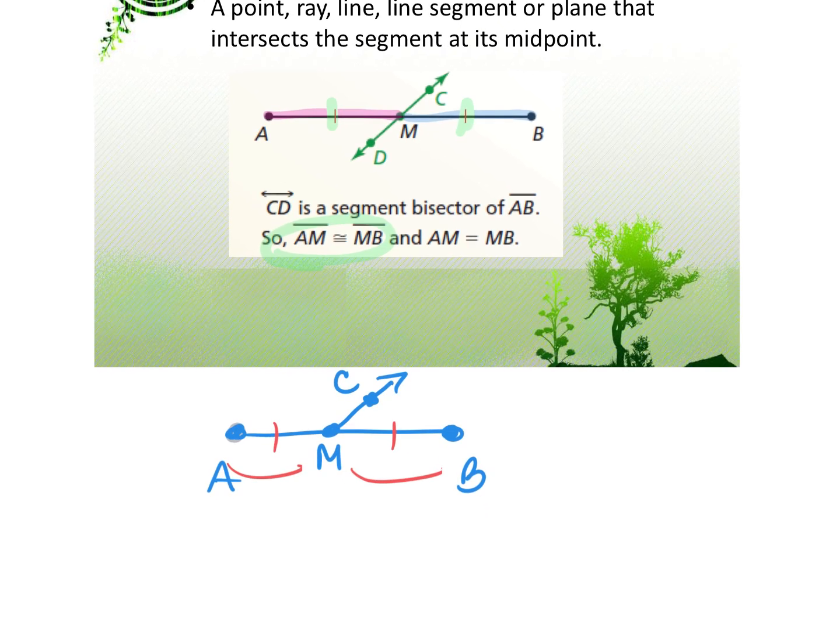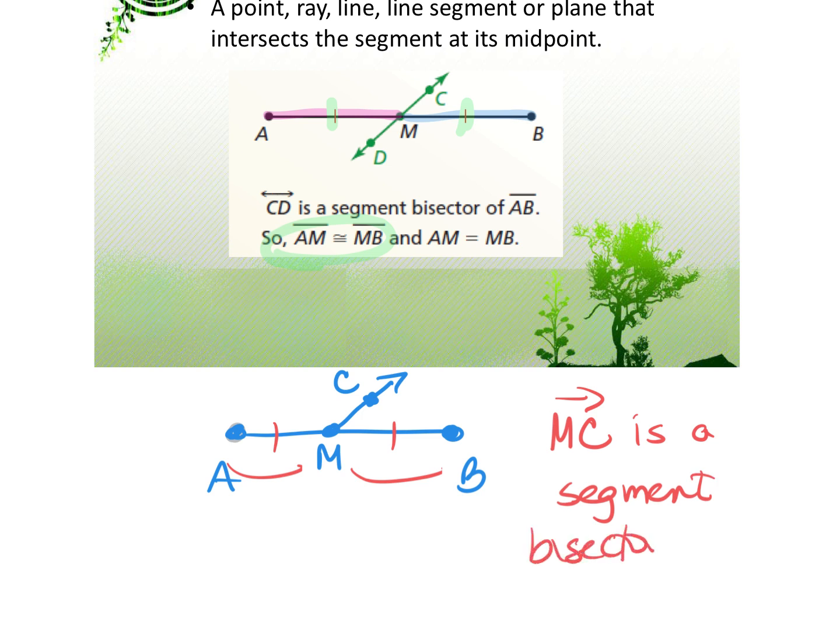So my statement here could be that ray MC is a segment bisector of AB. So the segment that's getting split is AB. The thing that's splitting it is ray MC. So again, remember, a bisector could be a point, a ray, a line segment, or a plane. And point M here is the midpoint.